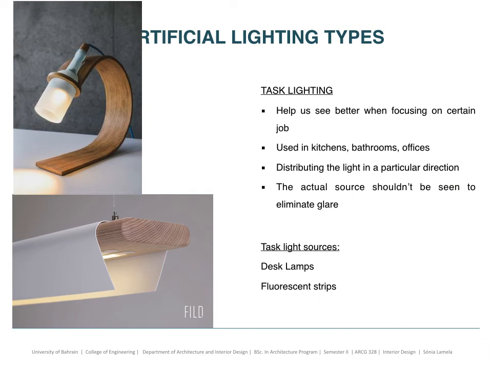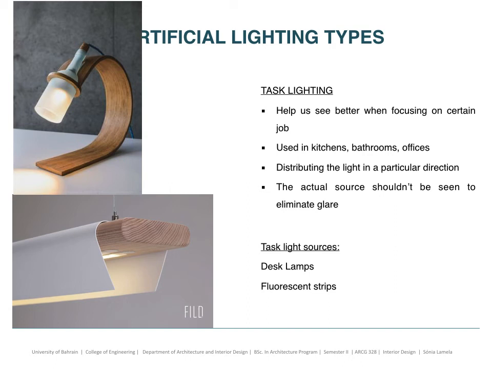Then we have what we call the task lighting that helps us to see better when focusing on a certain job. This is mainly used in kitchens, bathrooms, and offices. We have examples here on the left side. And it distributes the light in a particular direction where we actually have to perform a specific task.